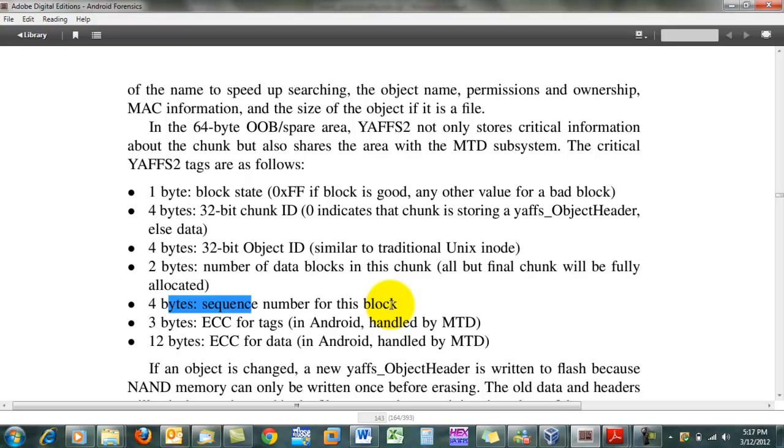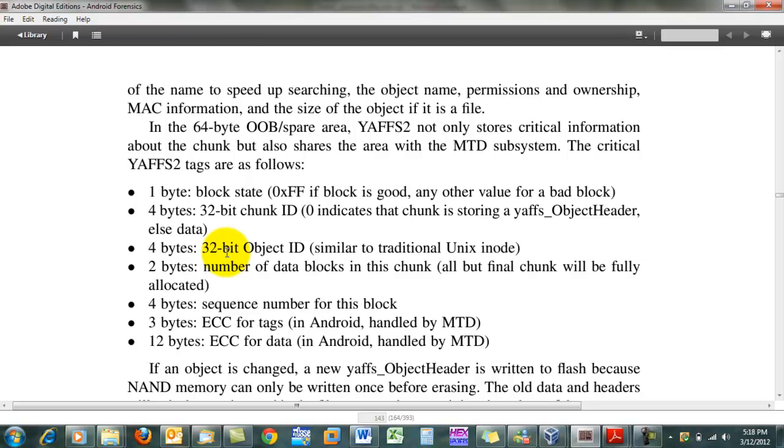But bear in mind, although you see the 1 byte here is block state, the 4 bytes here are chunk ID, and object ID, the specification for YAFFS2 doesn't hard code that the first byte must be a block state, the next 4 bytes must be a chunk ID, and the next 4 bytes must be the object ID. It's up to the implementation of YAFFS2. For example, Samsung Galaxy 3 has a way of implementing it, HTC has a way of implementing it, and Linux has a way of implementing it.